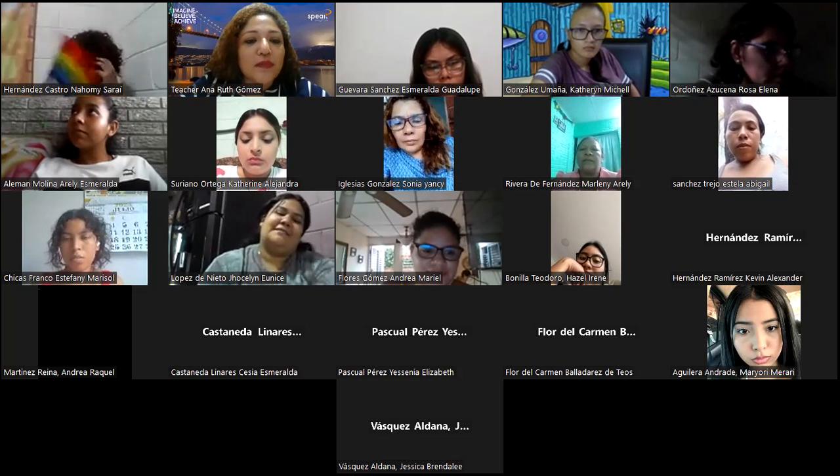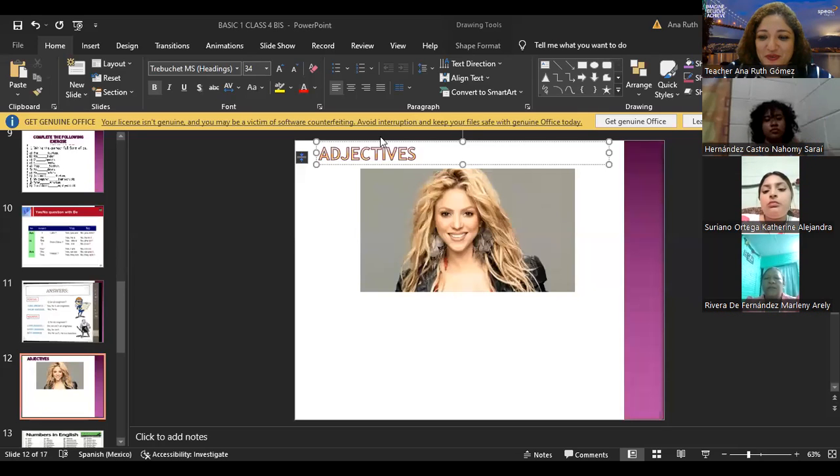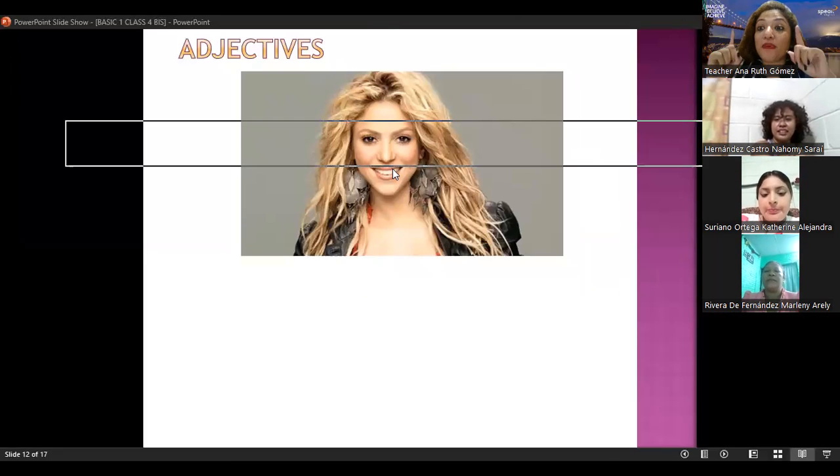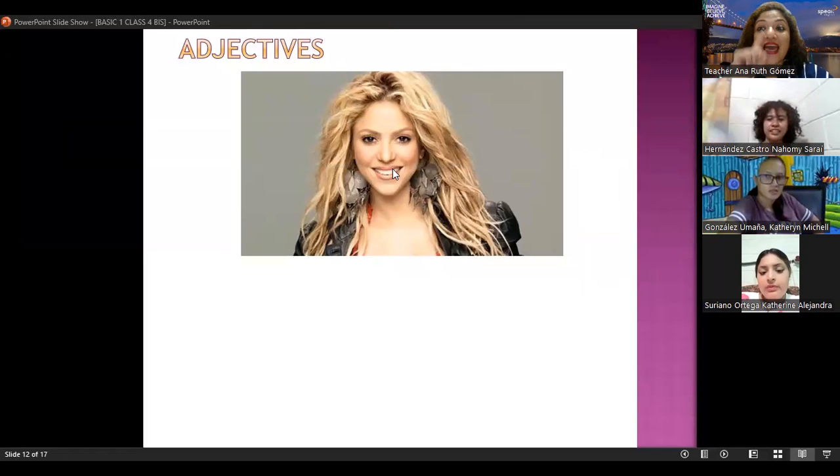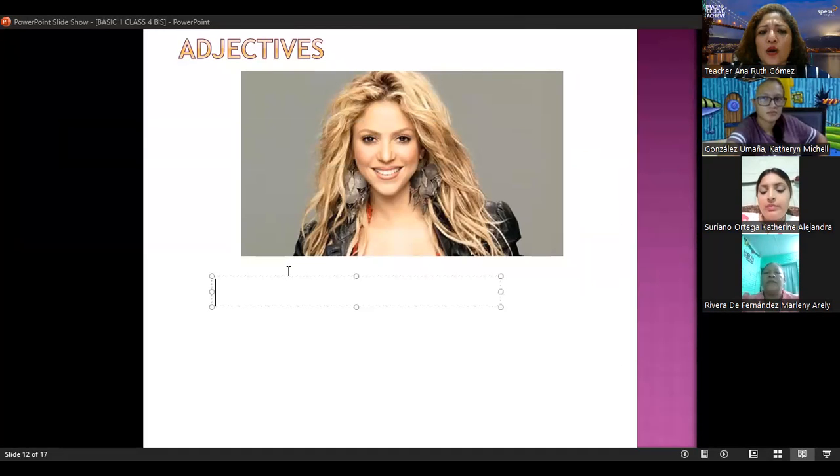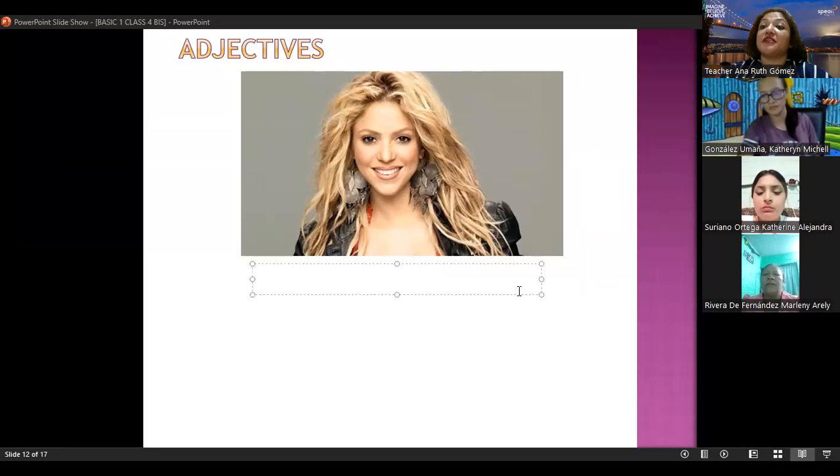Okay, now I'm going to show you this lady, this beautiful woman. Okay, what's her name, everybody? What's her name? Shakira. Complete answer. Her name is Shakira. Now, if we can think about adjectives.